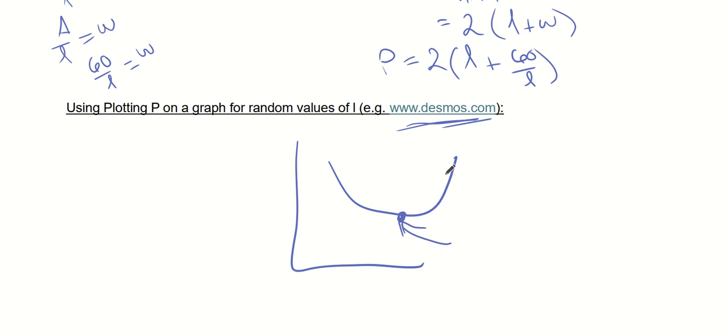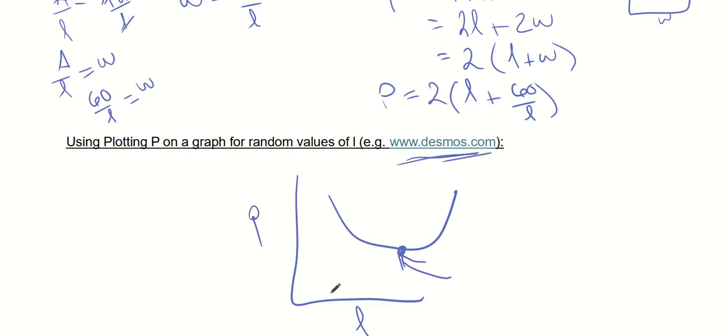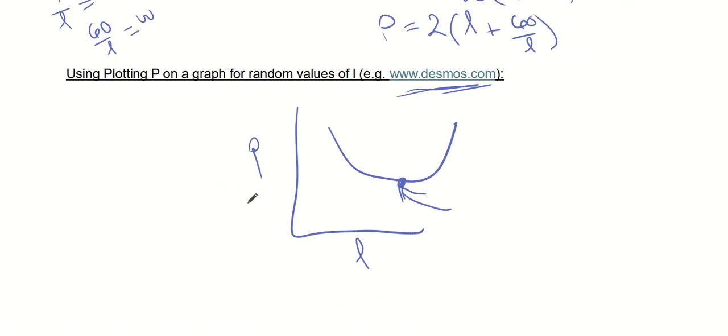But I'm writing it out here because I already know what it looks like, and I'm telling you that at the bottom of the graph is the least amount. Basically, this is P, and here is L. Here is the lowest perimeter possible, because for an optimized shape you want the lowest perimeter and the greatest amount of area. So here we're graphing perimeter over length, and the lowest perimeter is at the bottom end.